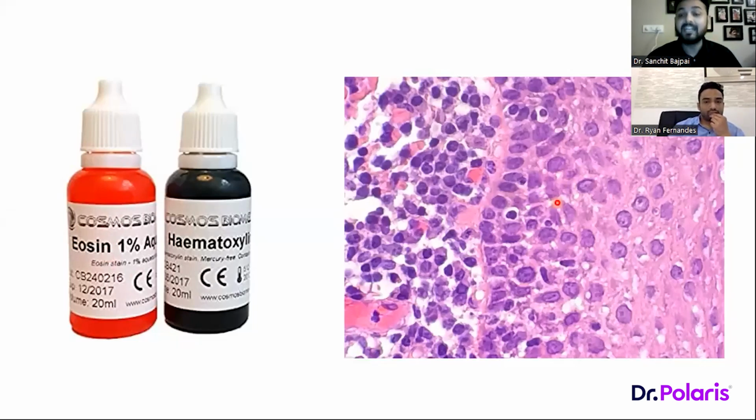So remember that it is not the nucleus which stains pink. It is the cytoplasm of the cell which stains pink. Now, what happens with hematoxylin? If you see, this bottle is blue, right? So this is a basic dye. So blue and basic, B and B. So basic dyes will attract what? They will attract something which is acidic, right?